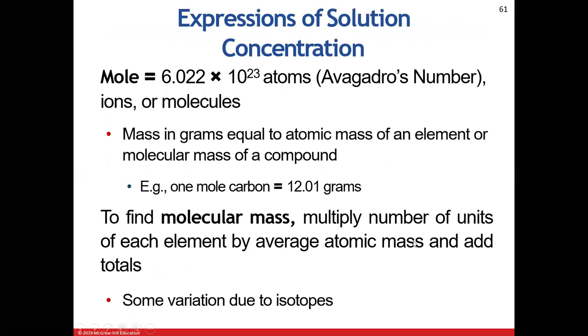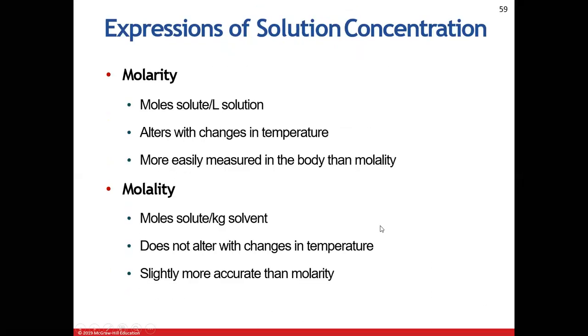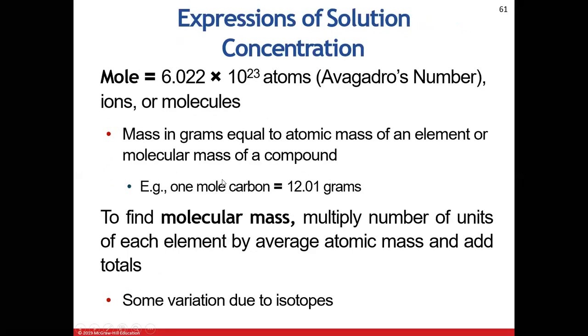So going back to osmolarity and molarity, we then have to look at what a mole actually is. When we look at moles, this number here is probably something that you'll commit to memory, if you haven't already from high school chemistry. It is Avogadro's number, which is 6.022 times 10 to the 23rd. What that means is that we have that many atoms, ions, or molecules, depending on what we're looking at.